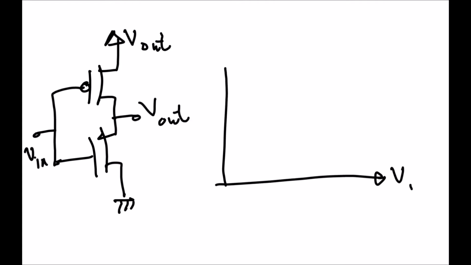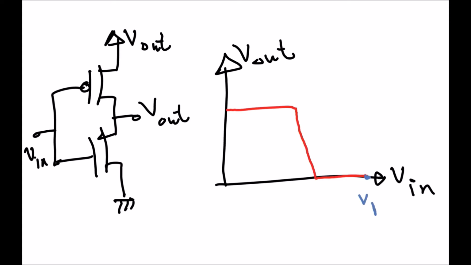The output characteristics of a CMOS inverter look like this. Here we have VDD, when the input is swept from 0 to VDD, and at the midpoint here we can call the switching point VM, at which V input is equal to V output. Now what happens when the input exceeds VM? The output is pulled to low, and when the input is below VM, the output is pulled to high.